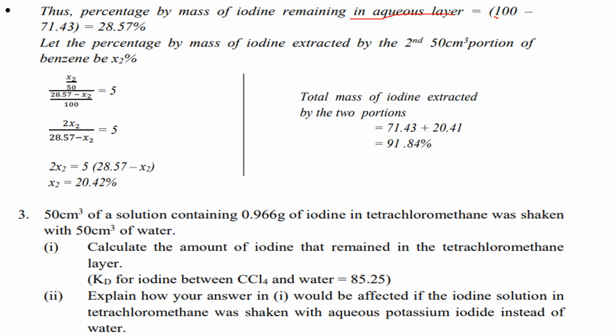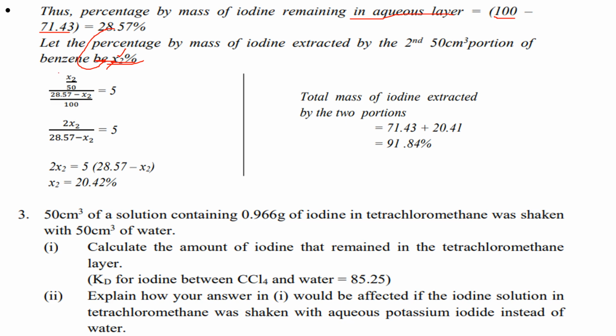So we take the total mass, which is 100, and then we subtract what you have extracted, which is 71.43. That means the aqueous layer that we are going to extract the second time only contains a total of 28.57 of iodine that we are supposed to extract. So let the percentage by mass of the iodine extracted in the second successive portion be x2. If this one is x2 that has been extracted, then what will be remaining in that aqueous solution? We shall take this initial total and subtract x2.